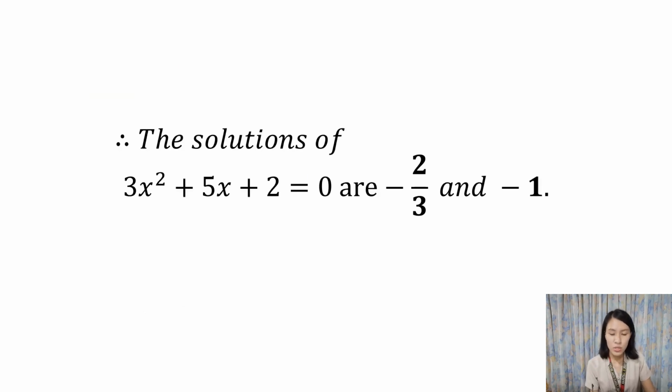Therefore, the solutions of 3x squared plus 5x plus 2 equal to 0 are negative 2/3 and negative 1. So now, please take note that even if you have a different solution or even if you use a different method in solving quadratic equations by factoring, you can arrive at the same answer.